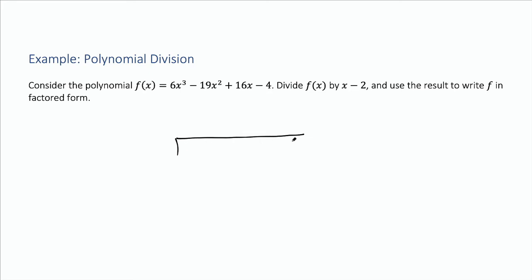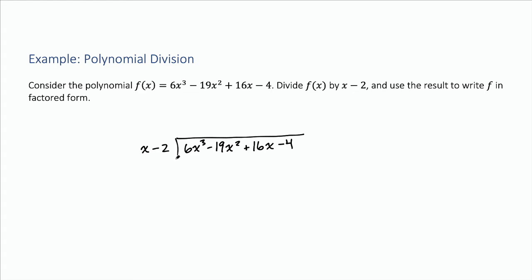Underneath here, we put our polynomial that we are dividing. So we've got our 6x cubed minus 19x squared plus 16x minus 4. This is called our dividend. And out here, we put the divisor, the thing that we're dividing by, which in this case is x minus 2. Now, when setting these up, it's important that we write both of these polynomials in what we call standard form, which is with the highest power of x first and working our way down, for both of these.